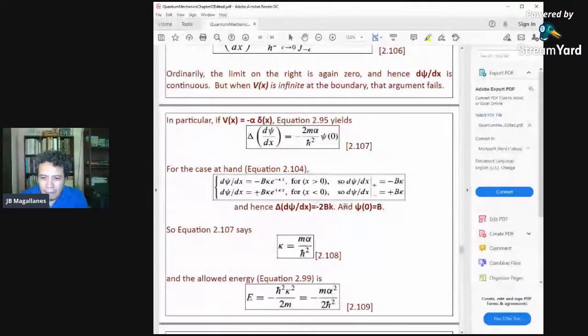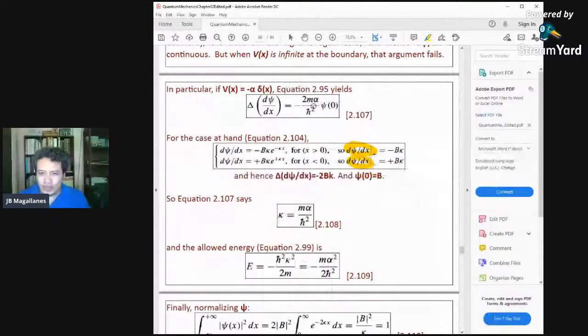So your derivative of phi with respect to x on the positive region is just negative b kappa, and in the region x less than 0, the derivative of phi with respect to x is just b kappa. If you subtract this from here, that would be negative b kappa minus b kappa. So this is now equal to negative 2 times b kappa.